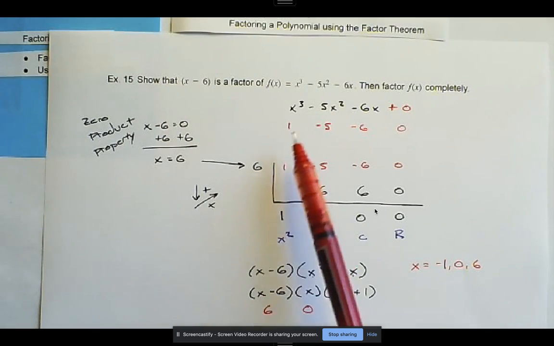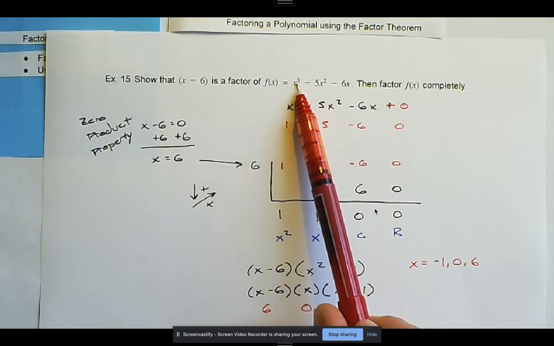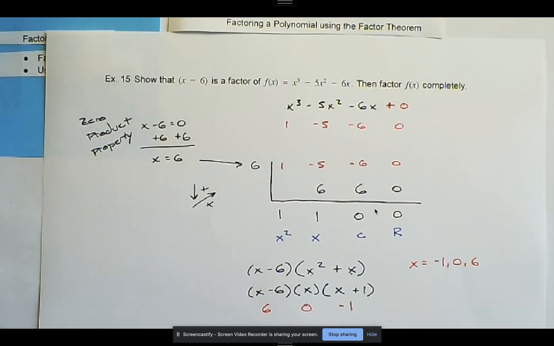And because we had a cubic function with the highest degree of 3, we know that we should be looking for 3 zeros.